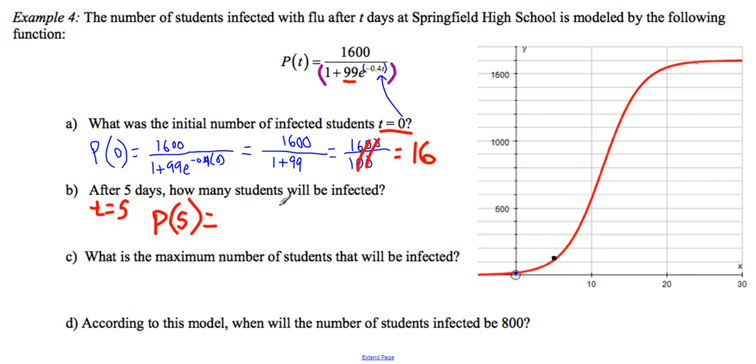I would plug this into my calculator. We don't want to just guess. So plug this in your calculator. You can trace, or you can use your table, or on your home screen, if this is in y1, then you can do y1 of 5. Okay, so plugging that in, we should get 111 and some change. So after 5 days, approximately 111 students will be infected.